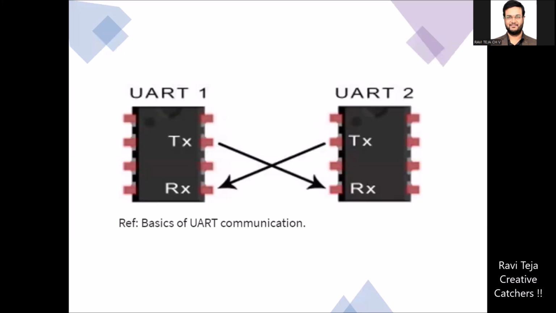If you see the module over here, this is UART module 1 and UART module 2, where both devices are connected. The UART1 transmitter is connected to the receiver of UART2, and the receiver of UART1 is connected to the transmitter of UART2. The communication from UART1 will be transmitted and UART2 will be receiving, and whatever the UART2 transmitter is transmitting will be received by the receiver of UART1. So this is the basics of UART communication.